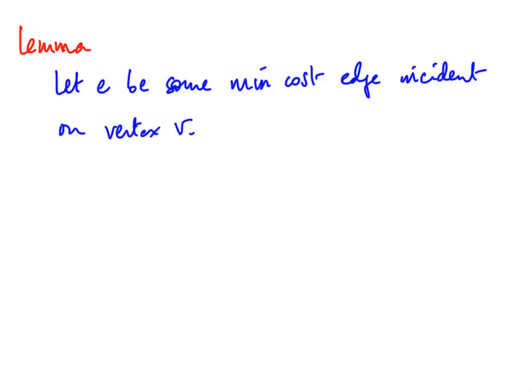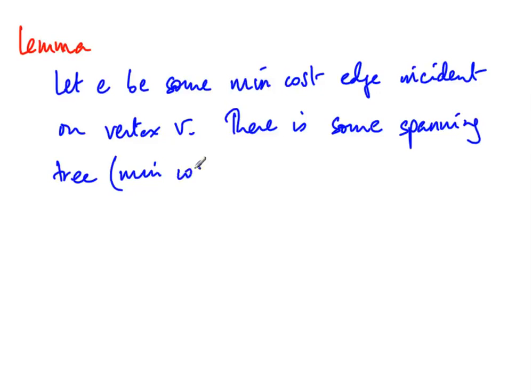Now the lemma says that there is some spanning tree, of course minimum cost, that contains E, right? So we pick any vertex and we pick any minimum cost edge E, then there is guaranteed to be a spanning tree which contains that minimum cost edge. So how do we use this? Well, we'll prove this separately in a different module, but let's assume this lemma. So how do we use this?